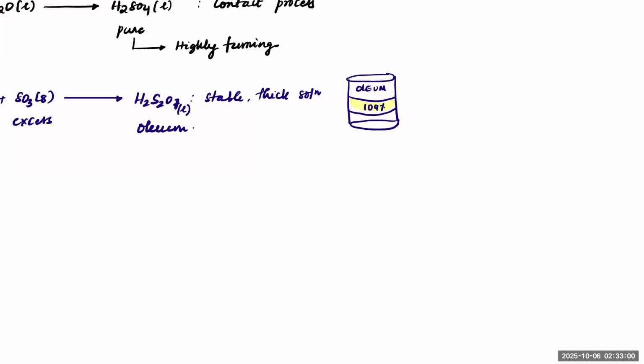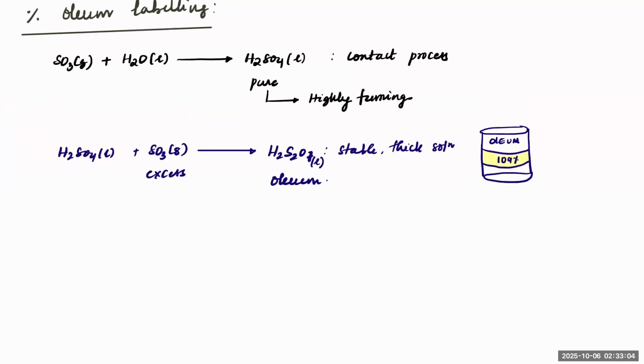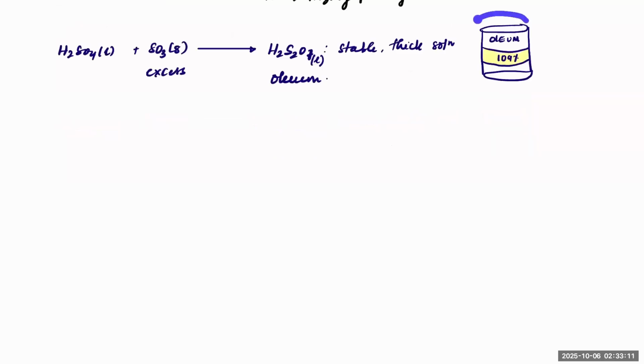What does this labeling mean? This is what we call percentage oleum labeling. Now let us understand how we are supposed to give this labeling. Only when the labeling is done, after the transport, do they know how to convert the excess amount of SO3 also into H2SO4.